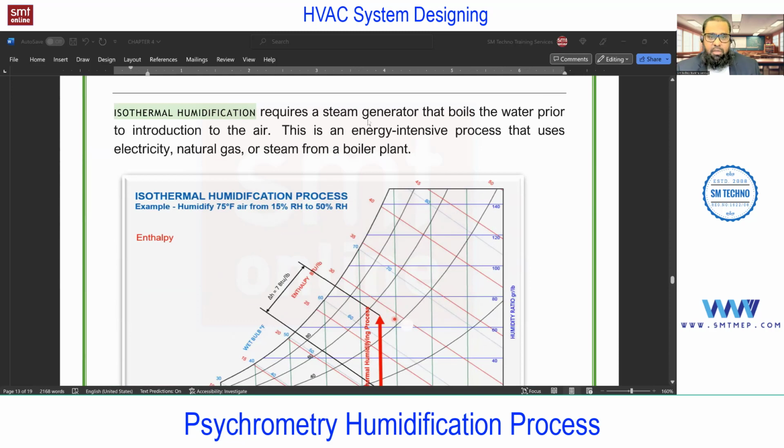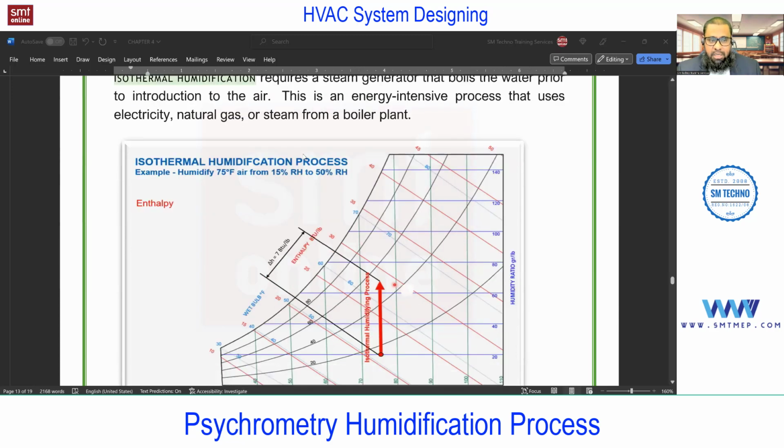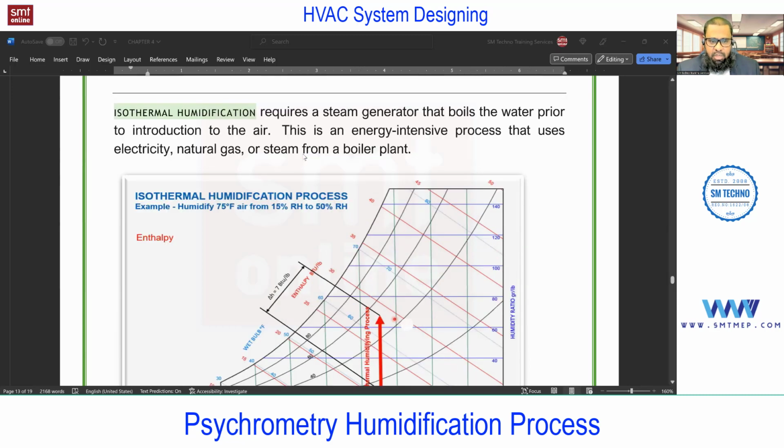But in isothermal humidification, we are adding steam, and the steam is generated by using a steamer, or an electrical resistance steamer, etc., or by using heat from natural gas or electrical energy, or with a boiler, etc. Different types of sources for heat. So that system we'll discuss later. At this level, I've just given the idea to understand this process.